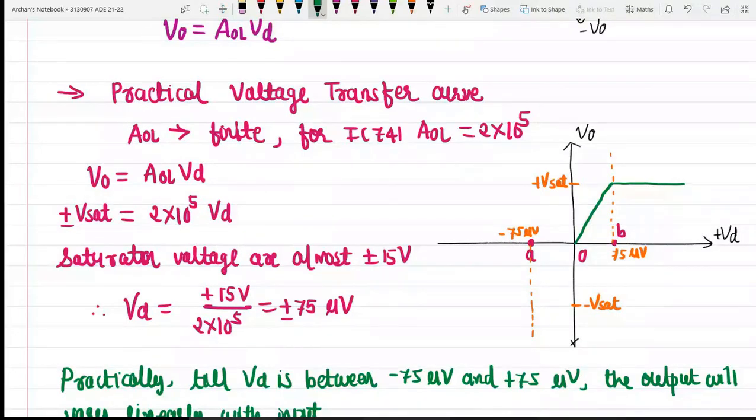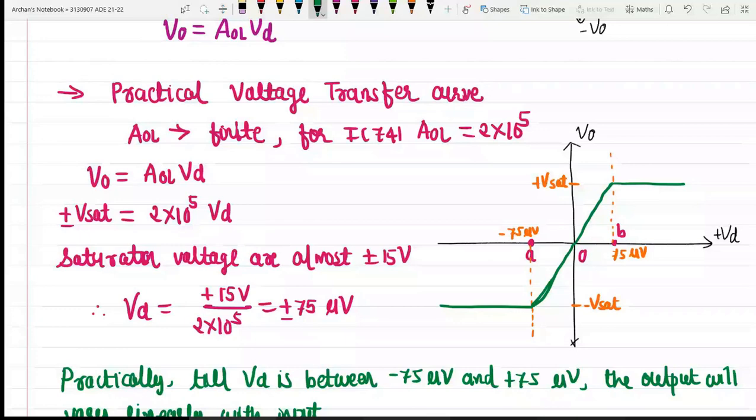Okay, a similar thing happens when I increase the voltage in the negative direction, right? From 0 to minus 75 microvolt, we will have a linear relationship between difference input and output. But once we go beyond this 75 microvolt, my output is going to saturate like this. So this will be the practical voltage transfer curve, right? Then this range AB is the input range for linear operation, which is very small. It is in terms of microvolt, you can see.